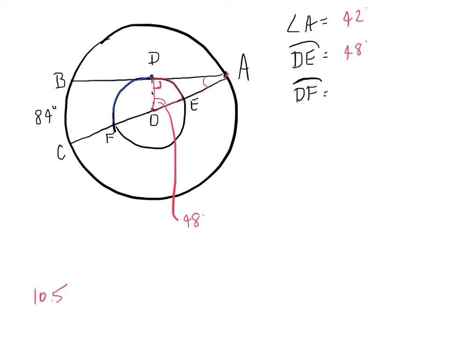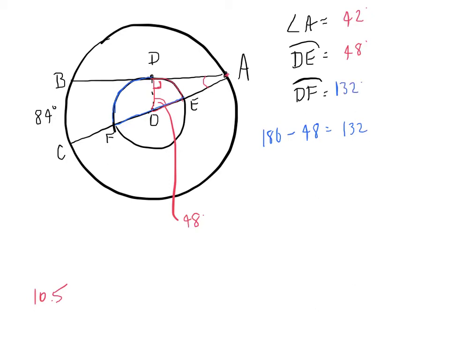We can do this in a number of different ways, but I think the easiest way is to recognize that FE is a diameter. So arc FDE all the way around the semicircle should be 180. So DF should be 180 minus arc DE, so that's 132.